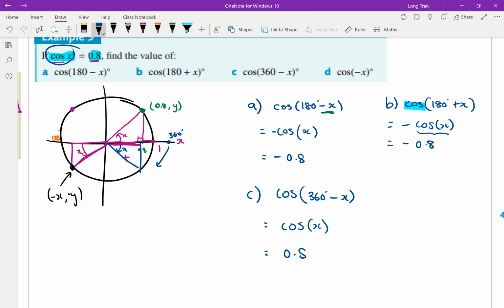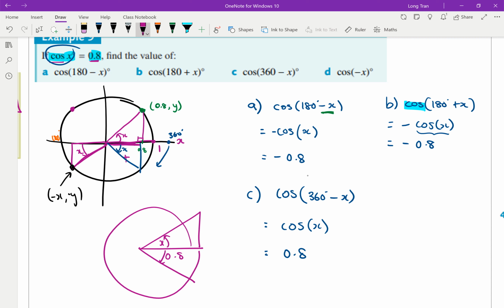Which means 0.8. So have a think about the unit circle again. Notice this is all we know: the angle x gives me 0.8 of a distance. But if you do 360 degrees, so 360 is all the way here, and you're going back by x, then it brings you to this triangle. That's going by x, and both of them are exactly the same, hence the length is also 0.8.